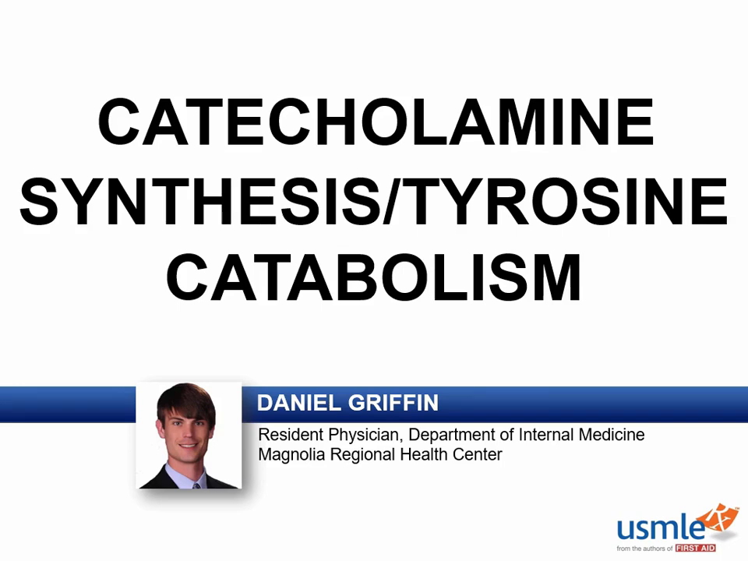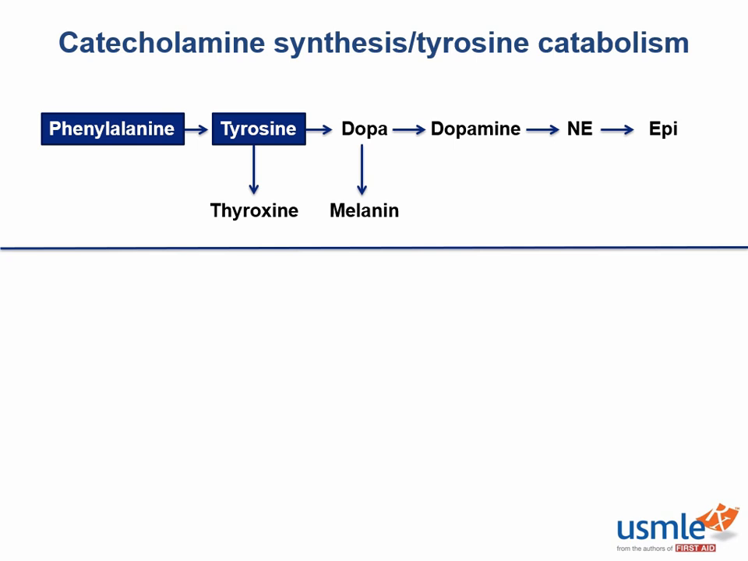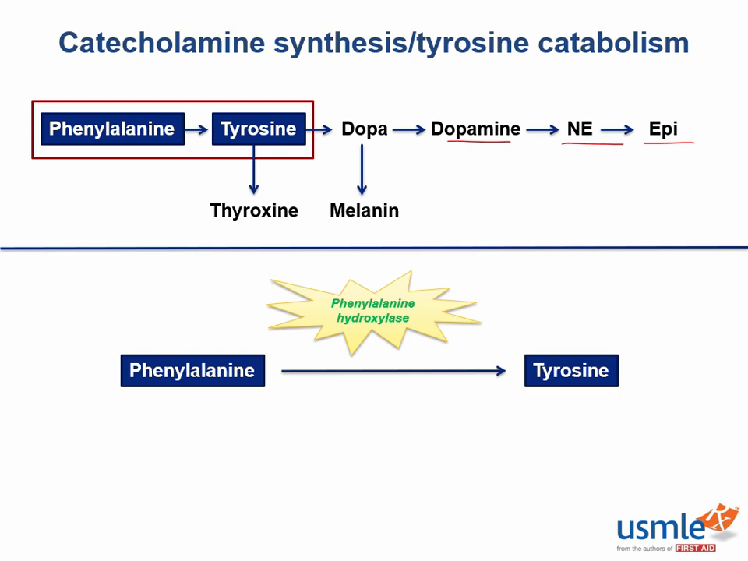Now next up, we have catecholamine synthesis as well as tyrosine catabolism. And if you notice, we have the same pathway that we covered when we discussed the amino acid derivatives. The catecholamines, which include dopamine, norepinephrine, and epinephrine, are the hormones that are derived from phenylalanine. And the first step in catecholamine synthesis is the conversion from phenylalanine to tyrosine via the enzyme phenylalanine hydroxylase.